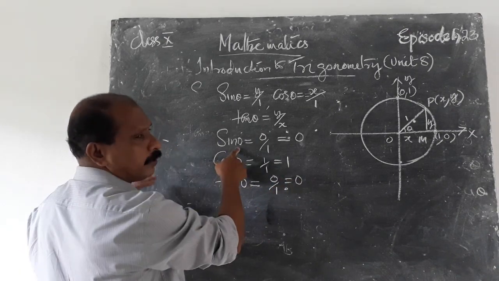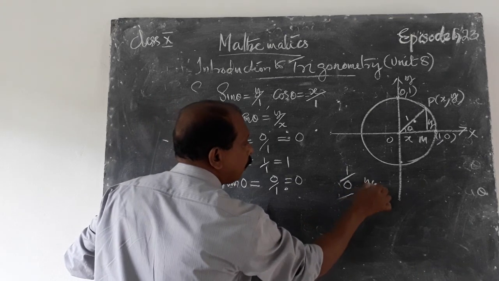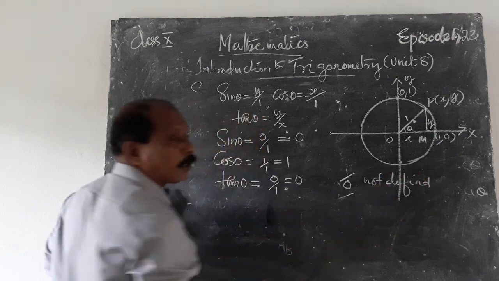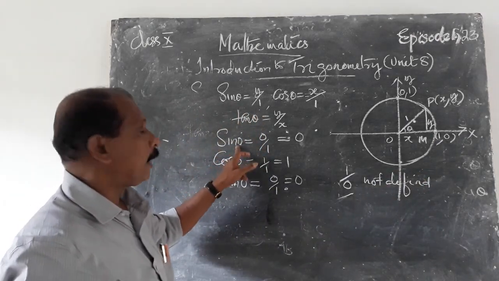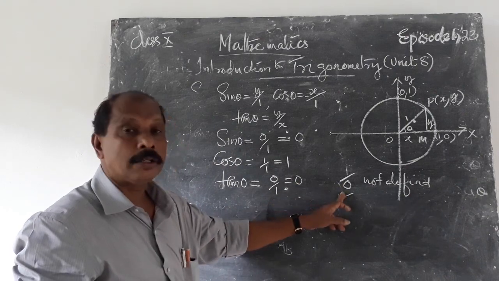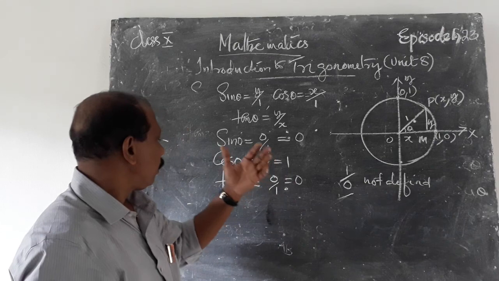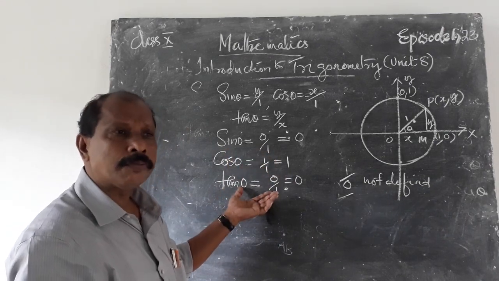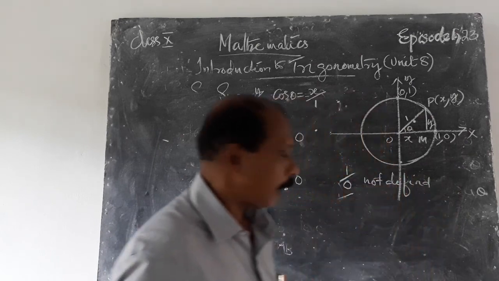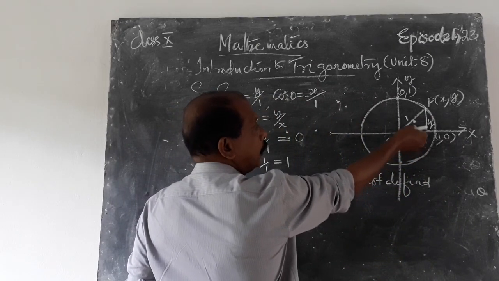We know that any number divided by 0 is not defined. Therefore, cosec 0 is 1 by 0, which is not defined, so there is no value. Similarly, cot 0 is not defined. Clear? Then this point OP moves in the upward direction.